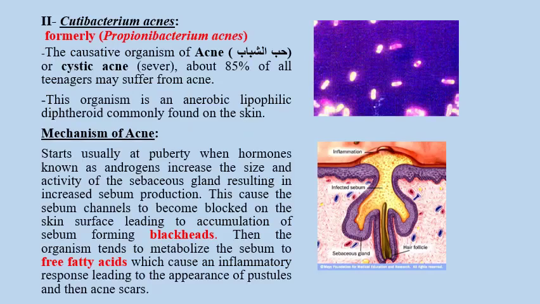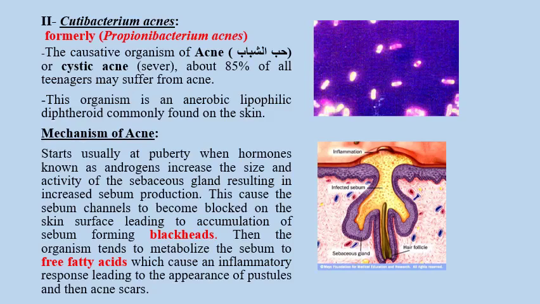We start with the Cutibacterium acne, which was formerly named Propionibacterium acne. يبقى اسمها المعروف يعني الاسم ده اتغير حديثا من Propionibacterium acne to Cutibacterium acne. This is the causative organism of acne اللي هو حب الشباب. وفي الحالات السيفير بيسموه cystic acne. About 85% of all teenagers اللي هو في سن المراهقة may suffer from this acne.